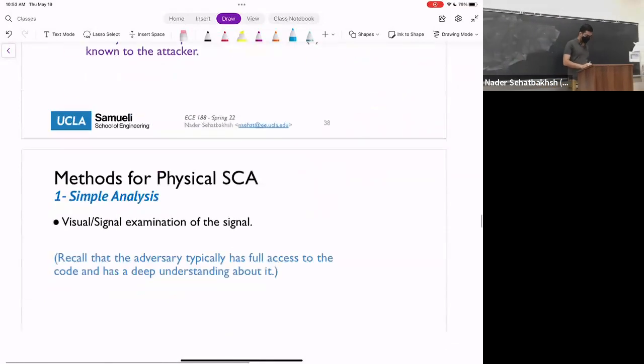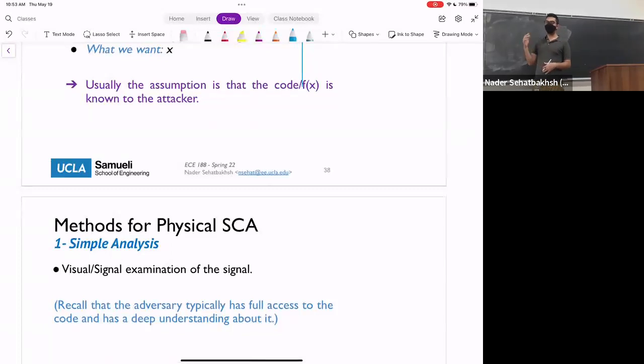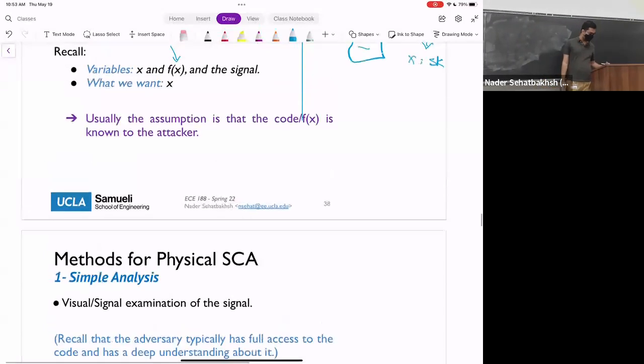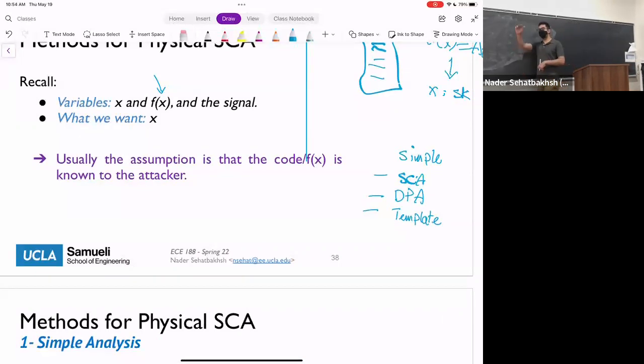Okay. So there are three models or modes in which we can launch an attack. They're called simple side channel attacks or SCA. Then there is another one called DPA, or differential power analysis, or differential EM analysis, DEMA. And then the last one is called template based. And in the next few slides, I'm going to talk about the difference between these.